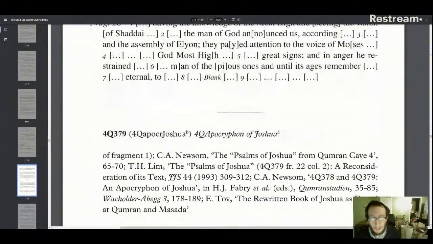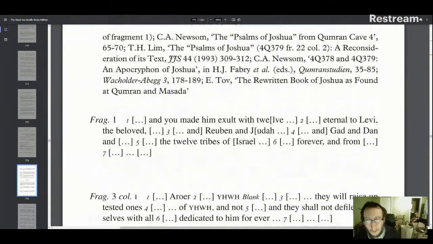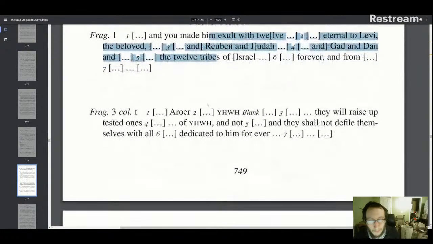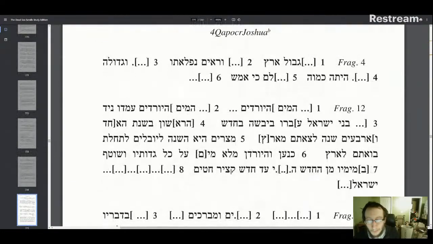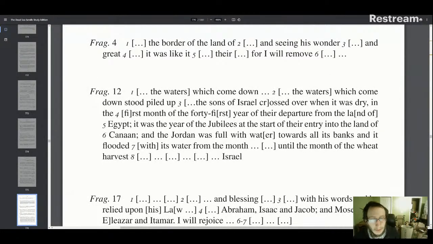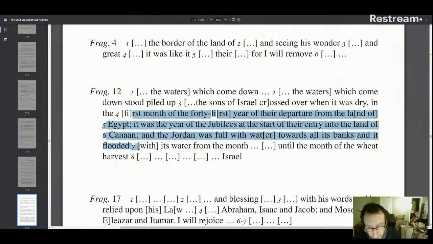So here we have the Apocryphon of Joshua, as the scholars call it, 4Q379. There's various fragments. Okay, let's go to the next page. So here we have the first month of the 41st year of their departure from the land of Egypt. It was the year of the Jubilees at the start of their entry into the land of Canaan, and the Jordan was full with water towards all its banks, and it flooded with its water from the month until the month of the wheat harvest. Okay, so that's from the Apocryphon of Joshua. Interesting.